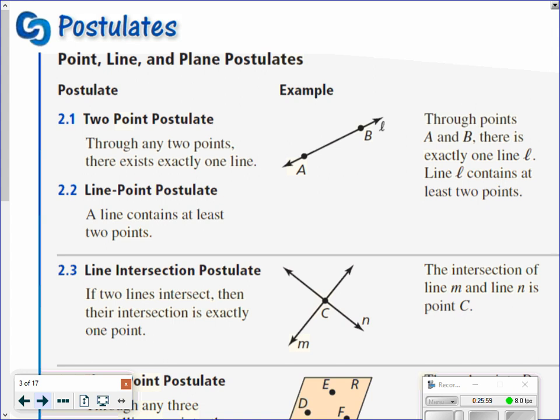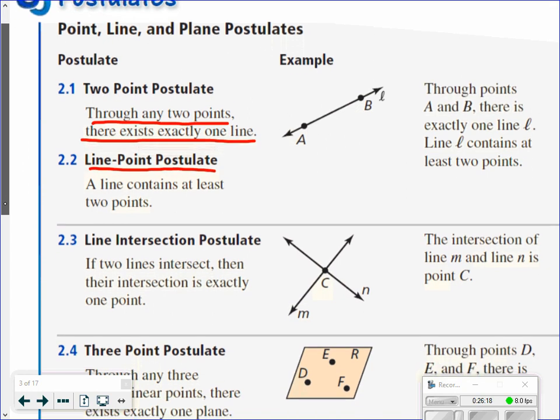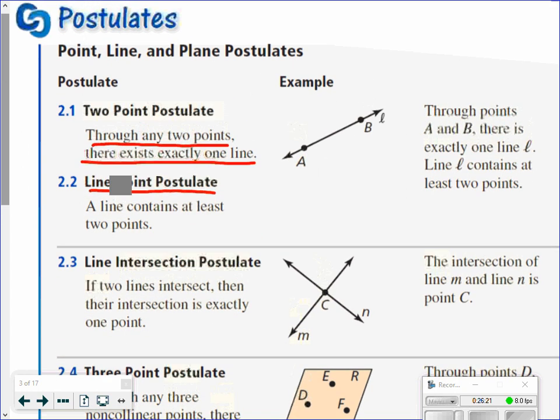Okay. So if you don't have this in your notes, you're going to want to write this out. 2-point postulate. I will not make you memorize that the 2-point postulate is 2.1. Line point postulate, I'm not going to make you memorize that that's 2.2. But 2-point postulate, I do need you to know that the 2-point postulate states through any 2 points, there's exactly one line. Line point postulate states a line contains at least 2 points.